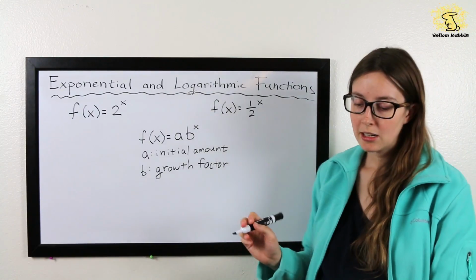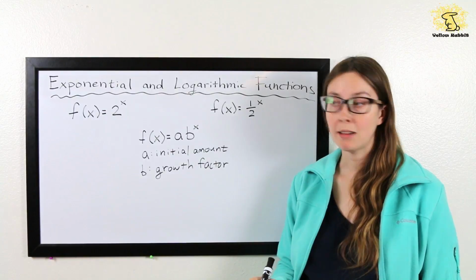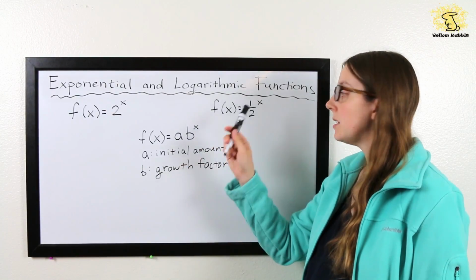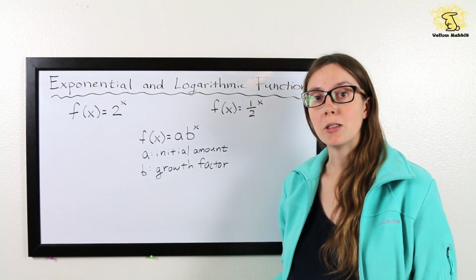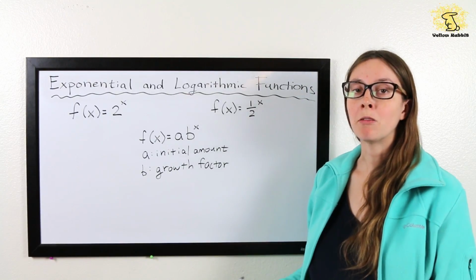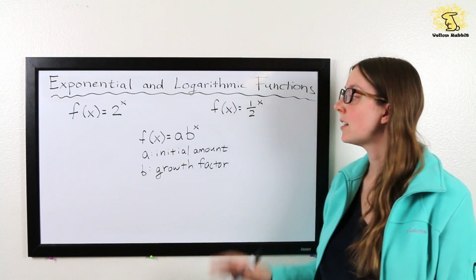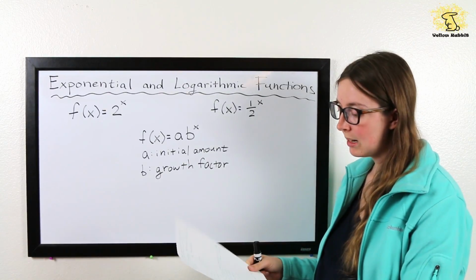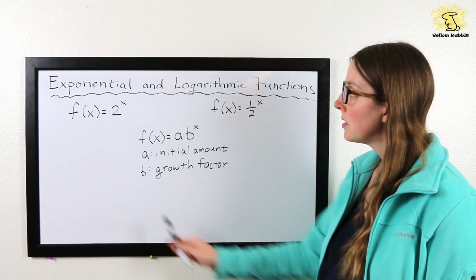B, the growth factor, can be any number greater than 0, with the exception of 1, because if we had 1 to the power of x, it would always result in 1, which would make the function a constant. So b can take on any value greater than 0, with the exception of 1. That gives us two major scenarios.